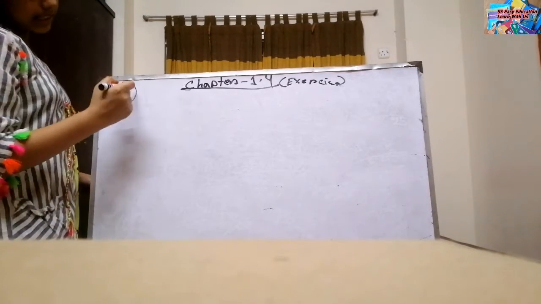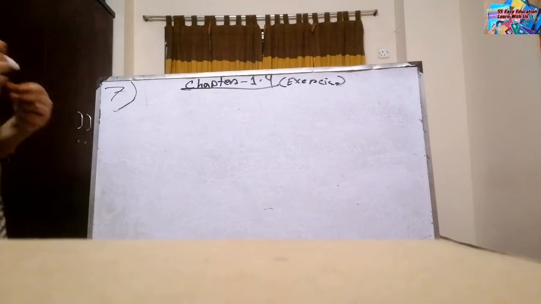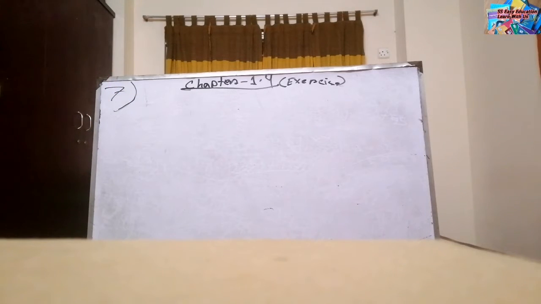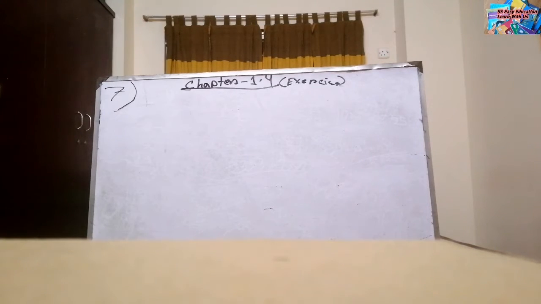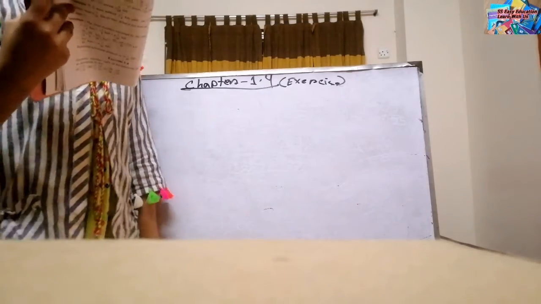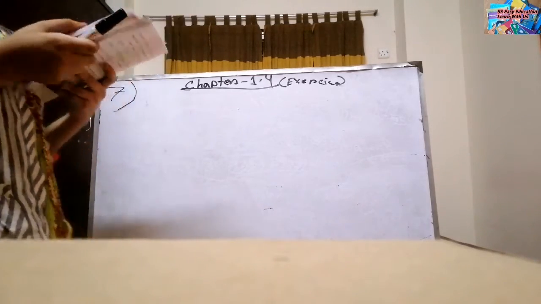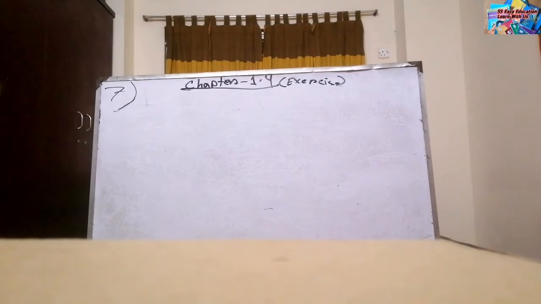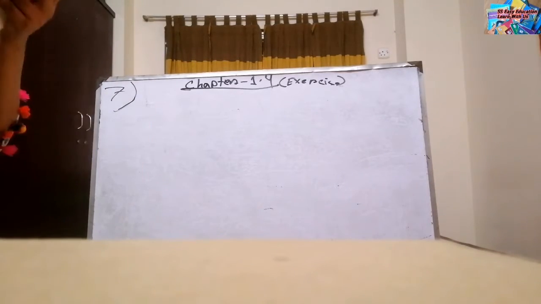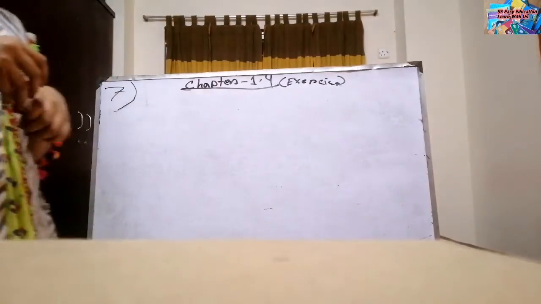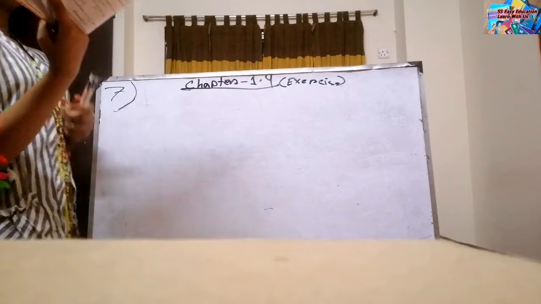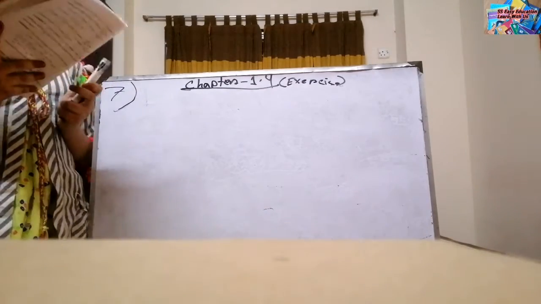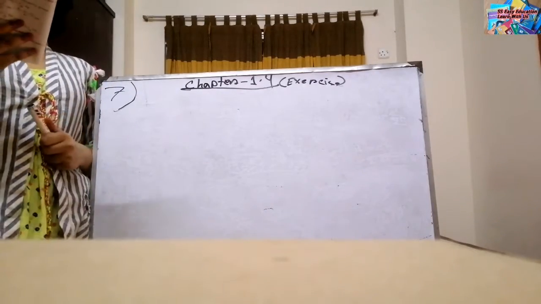Number 7 is simplify. Do we know what simplify is? Of course, we all know what simplify is, don't we? In simplify, we have to follow a rule. So let's start. I'm doing number 8, and you will do the rest at home as practice.